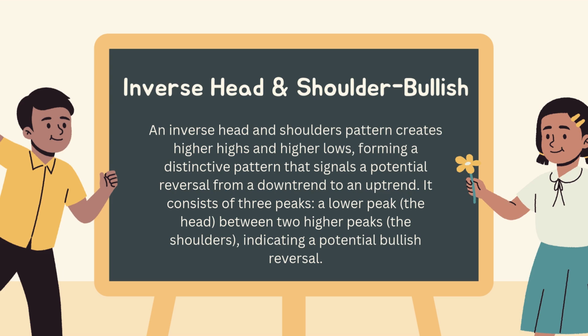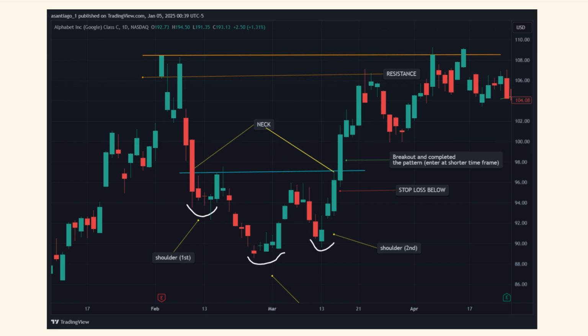Okay, now we have an inverse head and shoulder. This is a bullish signal to the upside. An inverse head and shoulders pattern creates higher highs and higher lows, forming a distinctive pattern that signals a potential reversal from a downtrend to an uptrend. It consists of three peaks, a lower peak, which is the head, and the two higher peaks, which are the shoulders, indicating a potential bullish move. Let's see if we can find an example. There you go. We do have an inverse head and shoulder in this example.